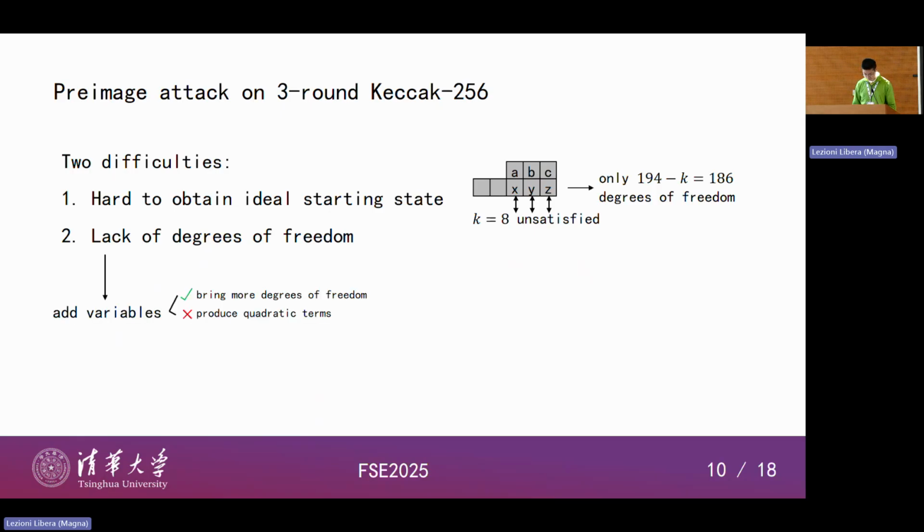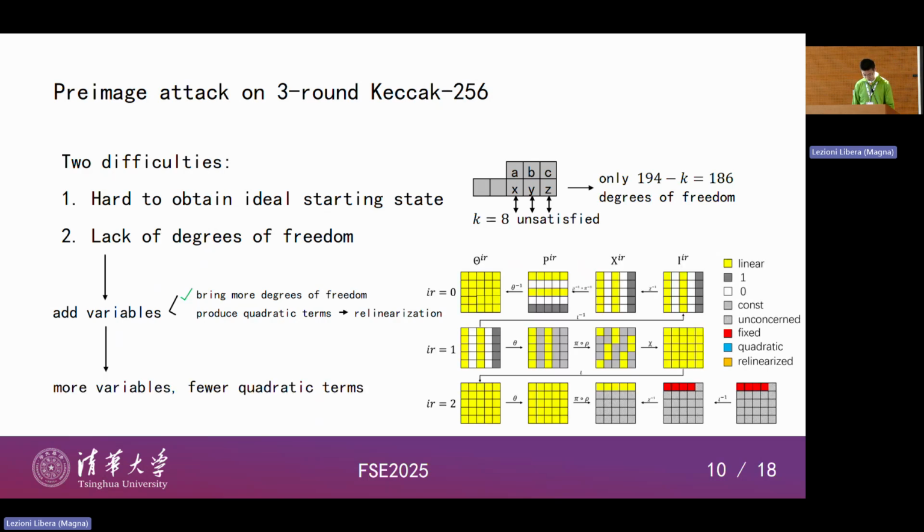To address the second difficulty, the most direct way is adding variables. Although some quadratic terms will appear, there are over 60 linear equations not considered in the digest matching. So the quadratic equation system can be linearly solved using the relinearization technique. Thus, we are now focused on how to add as many variables as possible while the number of produced quadratic terms is limited according to the number of redundant linear equations.